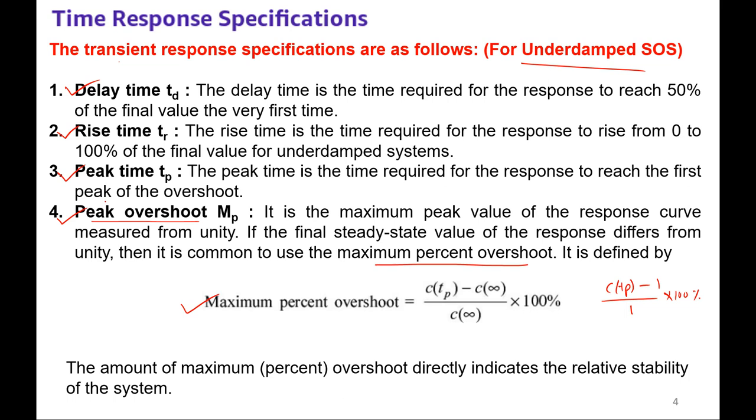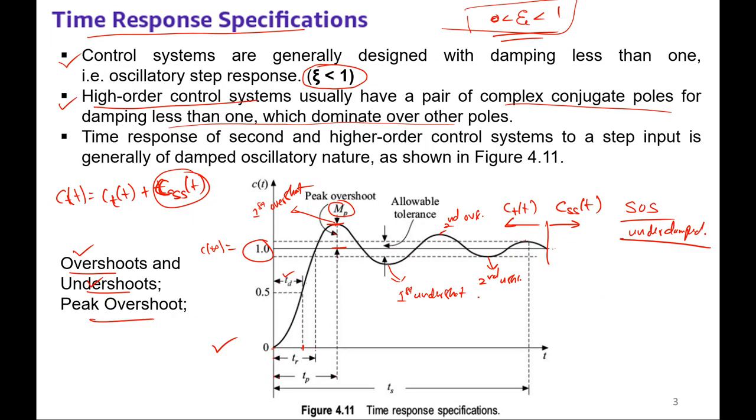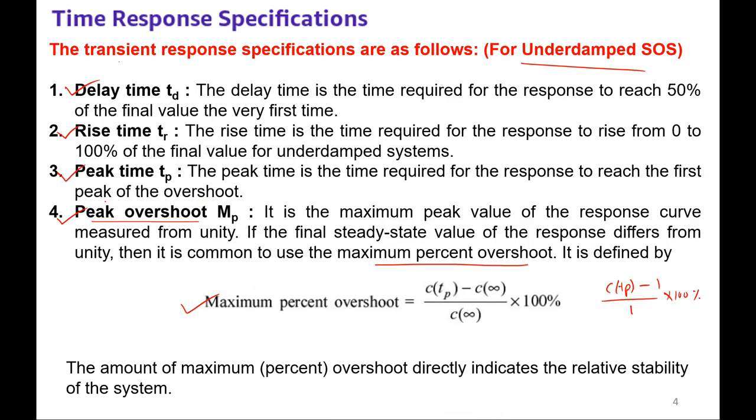The amount of maximum overshoot or percent overshoot directly indicates the relative stability. The system is stable, because already the unit step response of a second order system is stable. Why do we call this a stable system? Because at time t equal to infinity the oscillations are going to die out and the system will achieve the steady state value or final value. Hence we call such type of system a stable system.